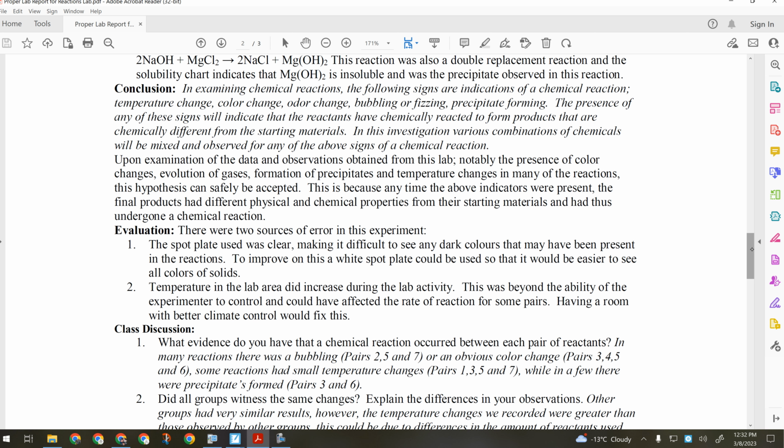Because I said in my hypothesis I would see those things. This is because anytime the above indicators were present, the final products had different physical and chemical properties from their starting materials and had thus undergone a chemical reaction. I said in my hypothesis that a chemical reaction is when things are separated, joined, or rearranged, and I'm confirming that the signs I saw were an indication that that happened. That's what needs to be in there.